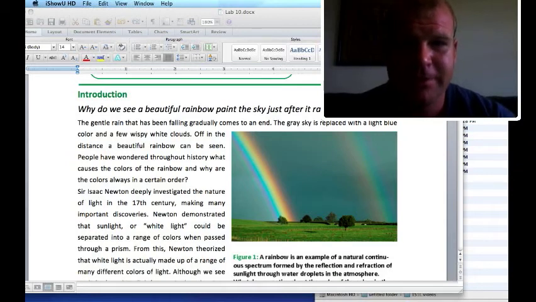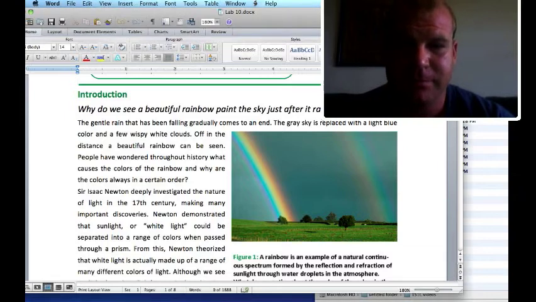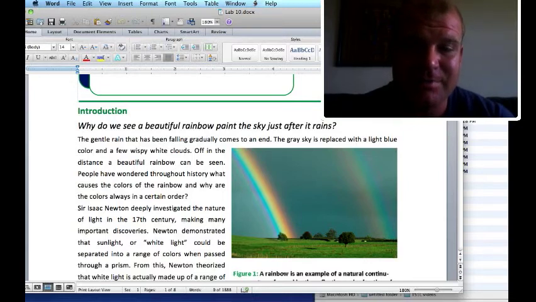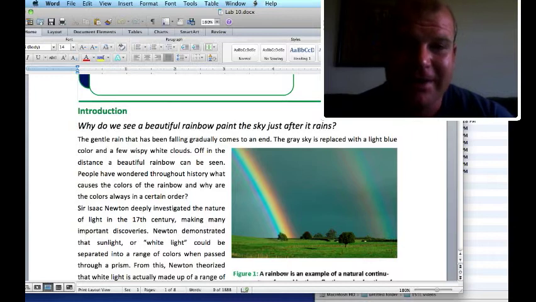Let's continue on to prelab number 10. So, why do we see a rainbow in the sky when it rains? It has to do with the fact that white light is all colors of light, and as it moves through water, or whatever prism it is (water is a prism in a rainbow), the colors get separated because they move at different velocities.